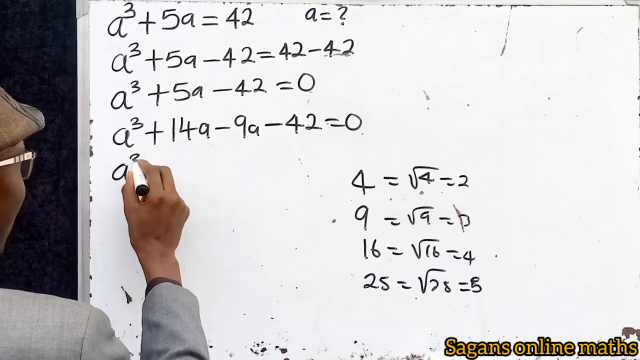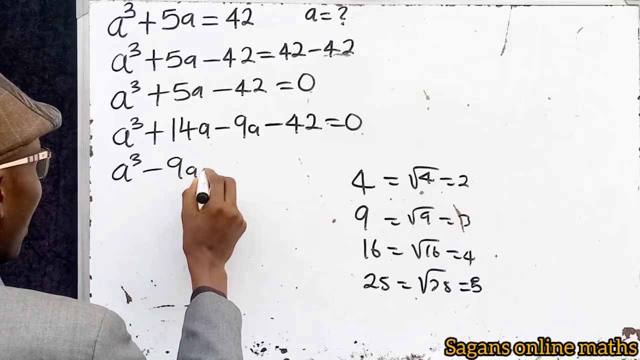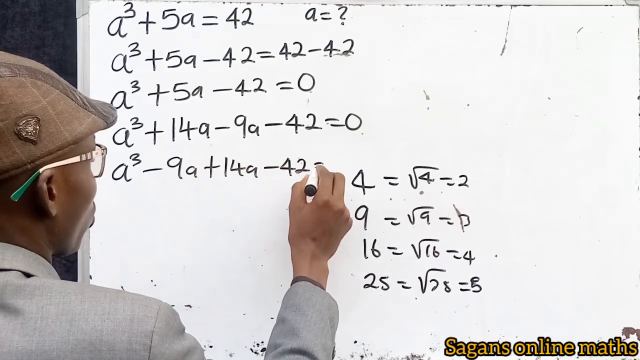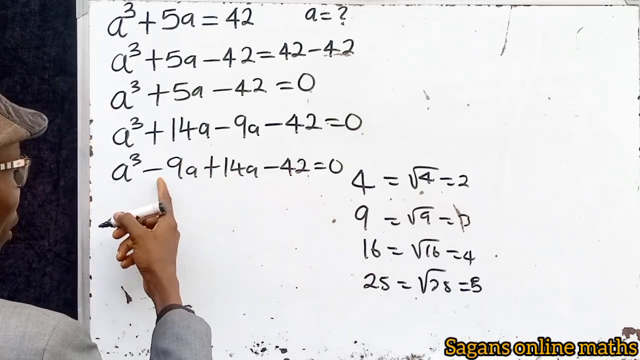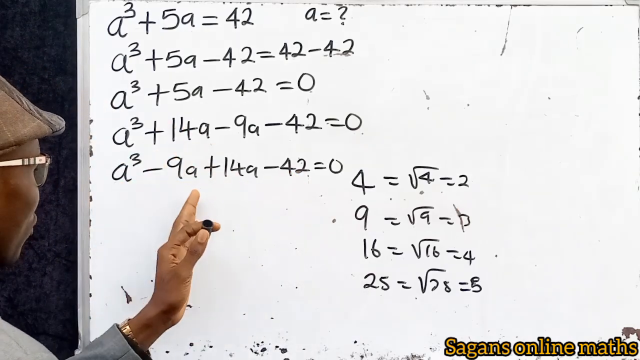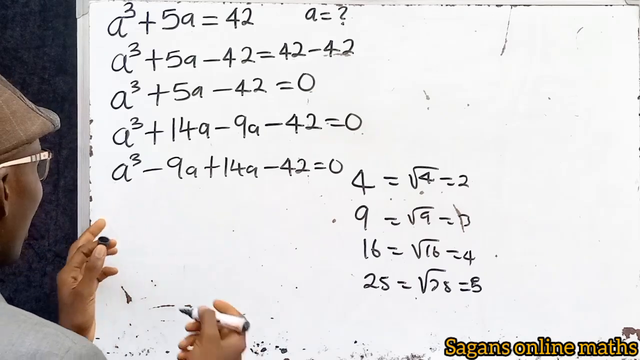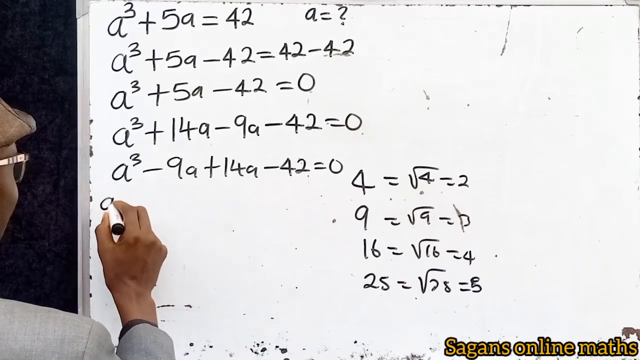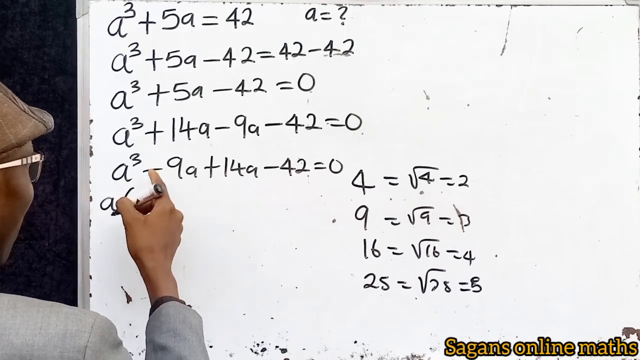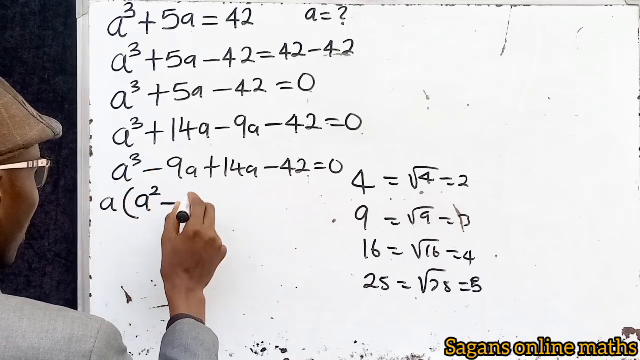a to the power of 3 minus 9a plus 14a minus 42 equals 0. They are the same thing, because minus 9a plus 14a is still 5a. There's nothing changed. But why are we doing this? We are doing it because there's something we are looking for. Now, what is common here? A into a to the power of 3 divided by a will give us a squared. Minus 9a divided by a will give us minus 9.